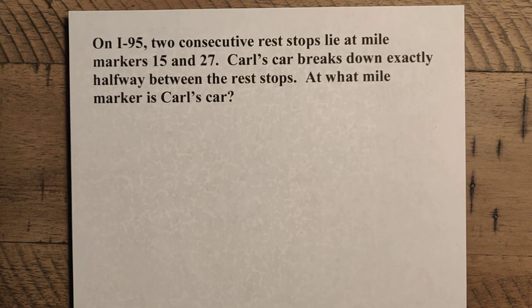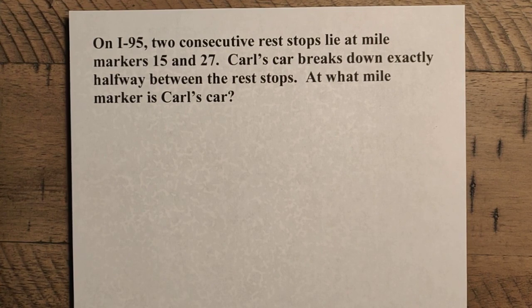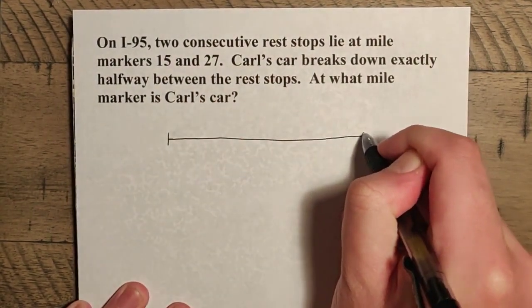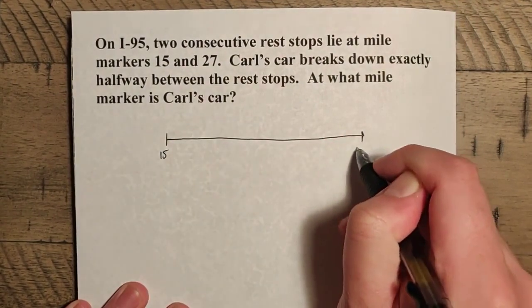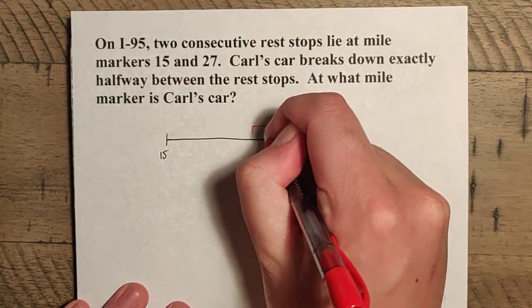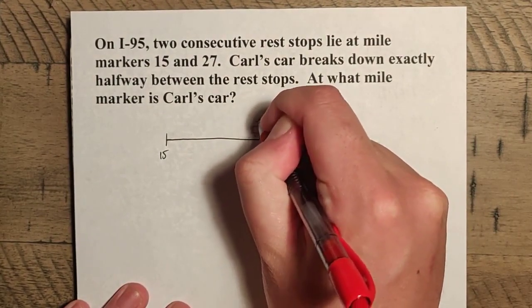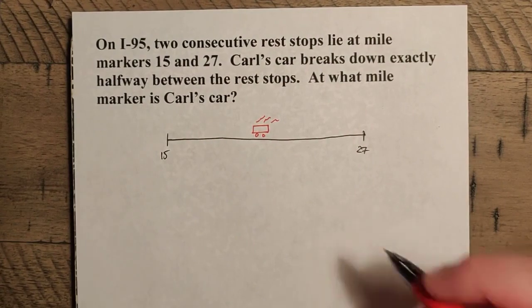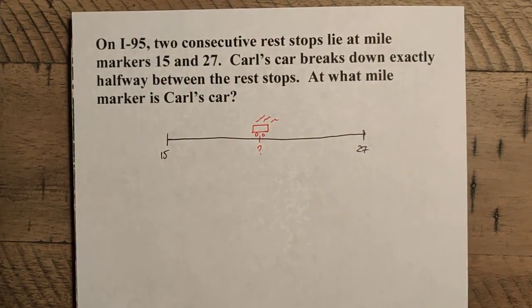We have two rest stops at mile markers 15 and 27 on I-95. We break down exactly halfway in between. So, of course, we want to determine where we were so that we can call for a tow truck and things like that. So, if we draw this out, something like this, and our weird looking car thingy is halfway in between, we want to determine where we are.